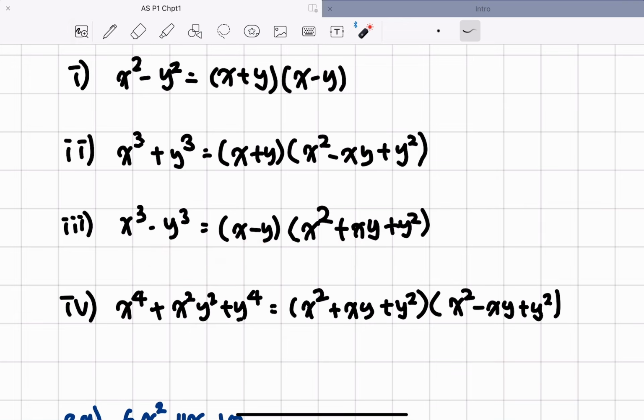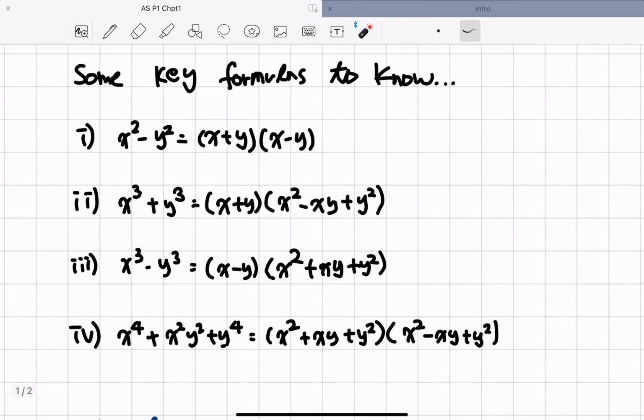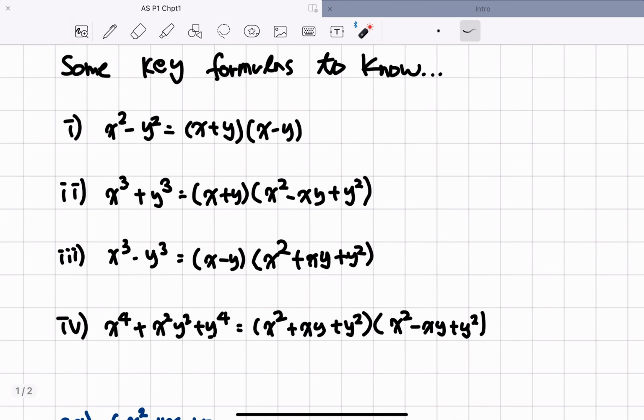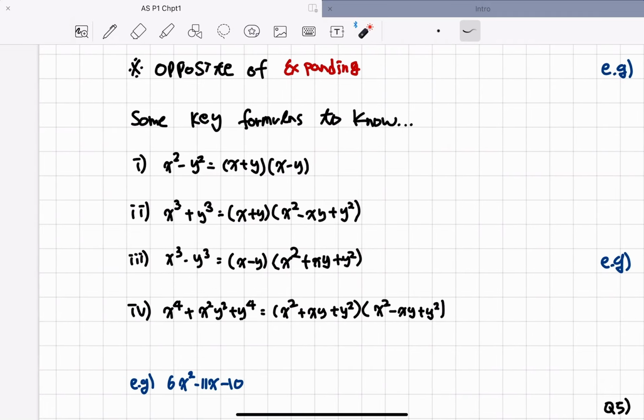And the last one, x to the power 4 plus x squared y squared plus y to the power 4. So this one as well. So this one, x squared y squared, x squared y squared, same, right? But we just take the opposite sign for x times y in the middle, right? So yeah, these are some key formulas, and yeah, it is useful.